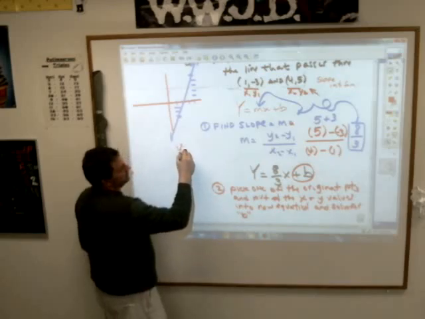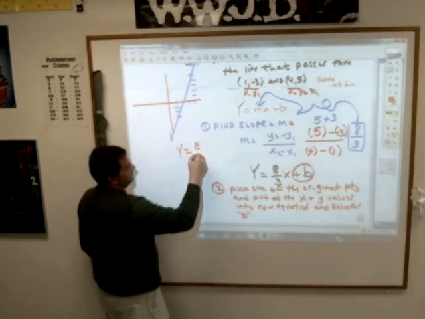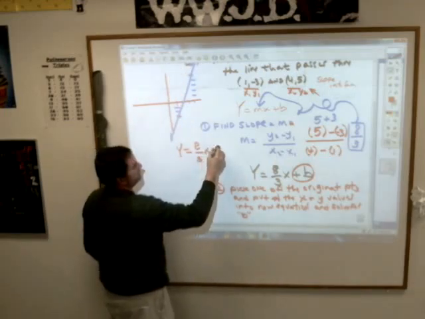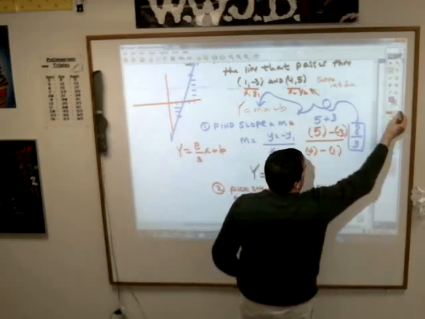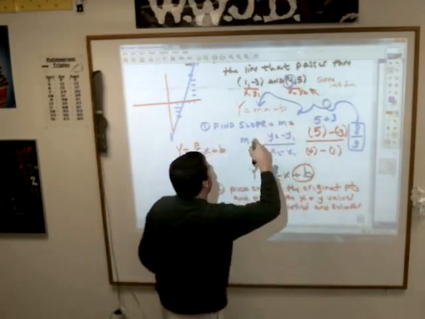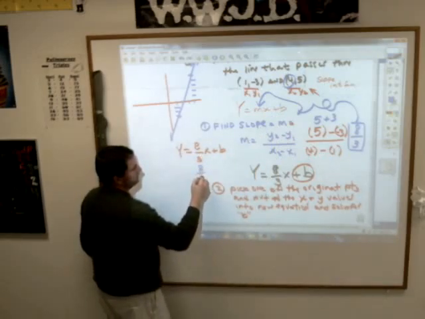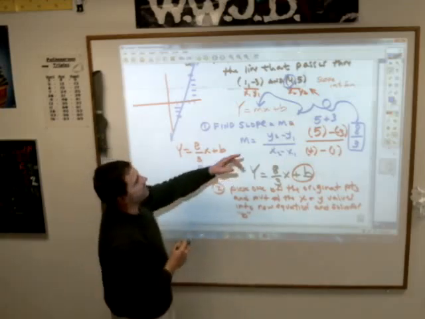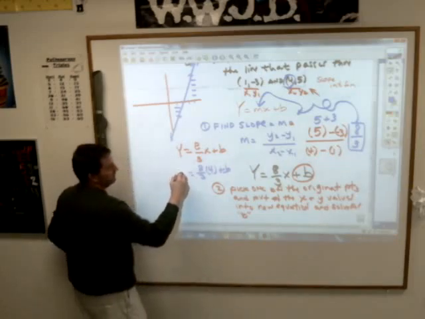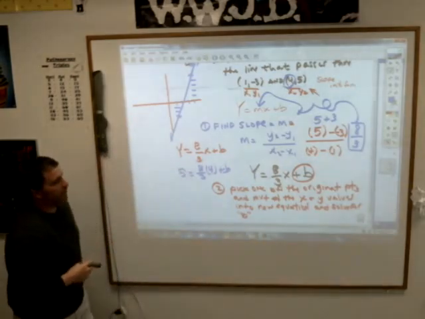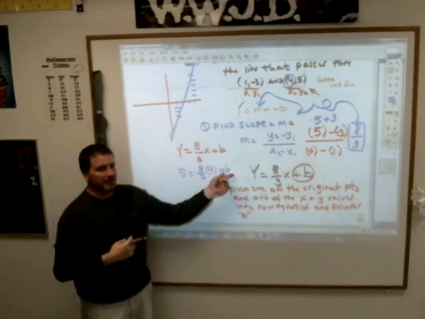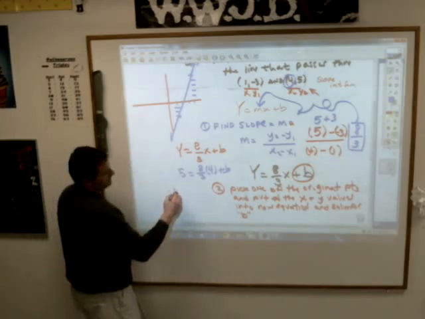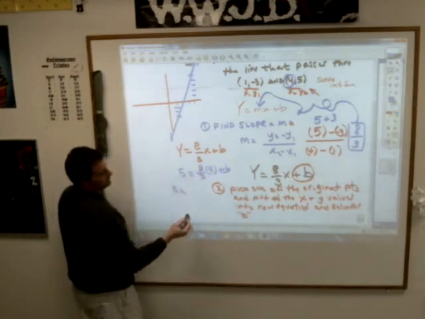Maybe I'll write it over here. So here's my y equals 8/3 x plus b. I'm going to put 4 in for x, which goes right there, and then I'm going to put my 5 in for y, which is right here by itself. Once I solve that, I'll know what my letter b is because it's the only letter I have left. So it looks like this: 5 equals, what is 8/3 times 4?